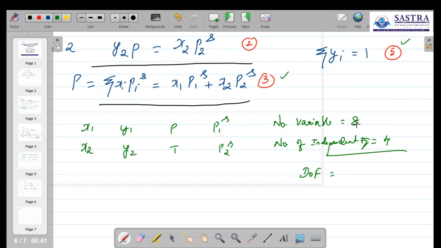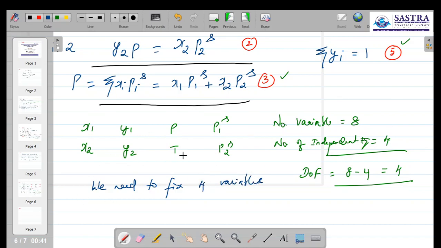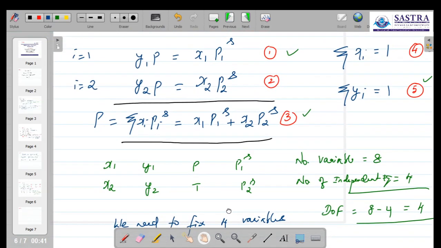So the number of variables minus the number of independent equations, if I put 8 minus 4, so it is 4. So that means we need to fix at least 4 variables to solve the system of equations. Now, can you guess what are these 4 variables? Right, or what could be the 4 variables?